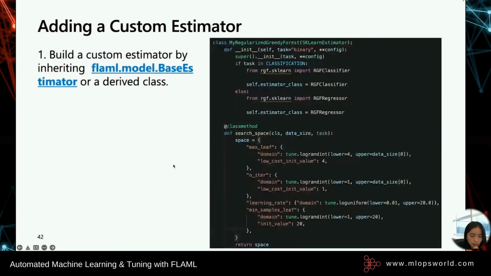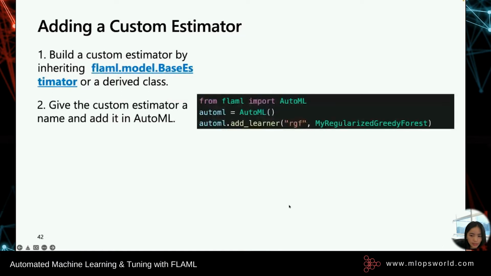So let's see how to add a custom estimator. First, you need to build a custom estimator class by inheriting this base estimator class or a derived class. Here I'm creating an estimator class of RGF classifier, which is inherited from sklearn estimator, which is a derived class from FLAML space estimator. So in this new class, I'm setting the estimator tab to be RGF classifier or RGF regressor. And I also include a search space, which includes the hyperparameters I want to tune on this classifier.